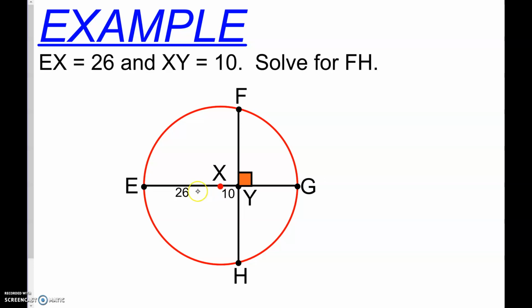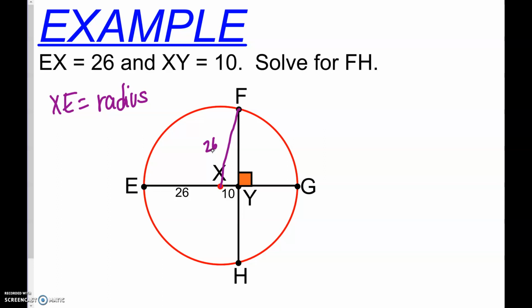Now, what does X to E represent? What is XE of the circle? XE of the circle is the radius. Okay, how is that going to help me? What radius can I draw in to help me figure this out? Well, if I draw in this radius from F to X, that is a radius. And now we know, because EX is 26, that XF also has to be 26. So now we're missing one piece, FY.